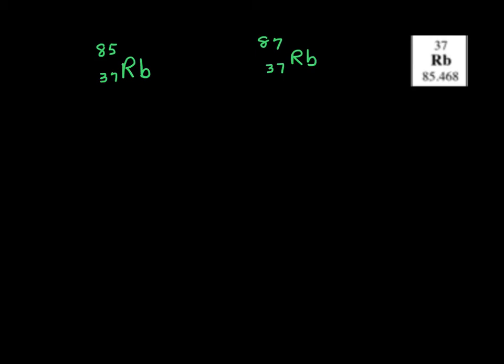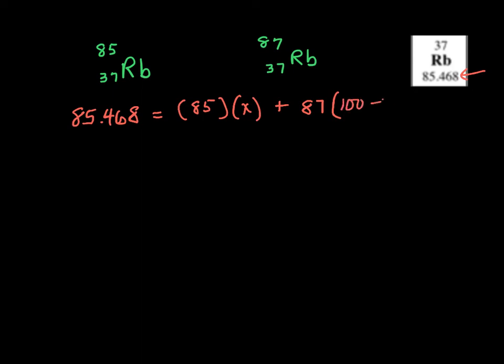So, atomic mass, which we said was 85.468. Remember, that just comes from the periodic table. It equals the mass of the first isotope times its percentage plus the mass of the second isotope. If the first percentage is X, what's the second percentage? Well, there's only 2 of them, and they have to add up to 100, so this one's going to be 100 minus X. And of course, this is all over 100. So start by multiplying both sides by 100.